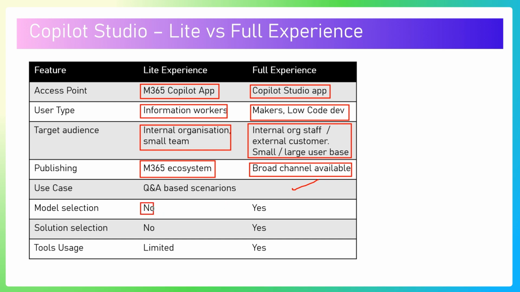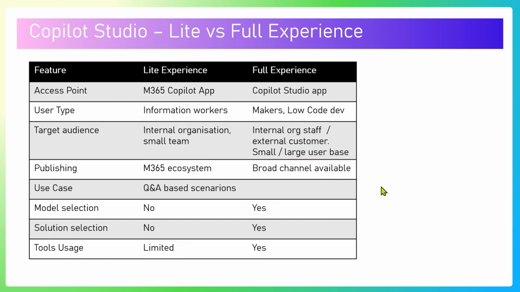Model selection: there is no model selection available in the light experience, but in the full experience, yes, you can select the large language model. You can even change the large language model when you create a prompt, so you can build a prompt which will utilize a large language model from Azure AI Foundry. Solution selection: there's no solution selection in light, but in the full experience, yes, you can configure which solution your agent should belong to, and then utilize that solution in the ALM pipeline and transfer the solution from a low environment to a high environment, like dev, test, prod. Tool usage: there's a limited set of tool usage in the light experience, but in the full experience you get abundant options to configure your tool for a specific scenario.